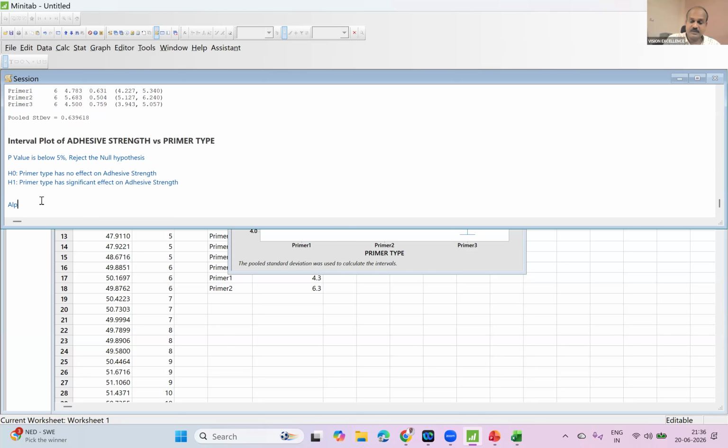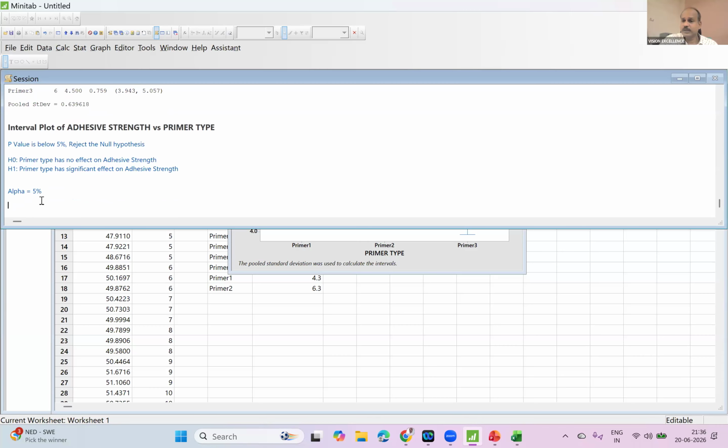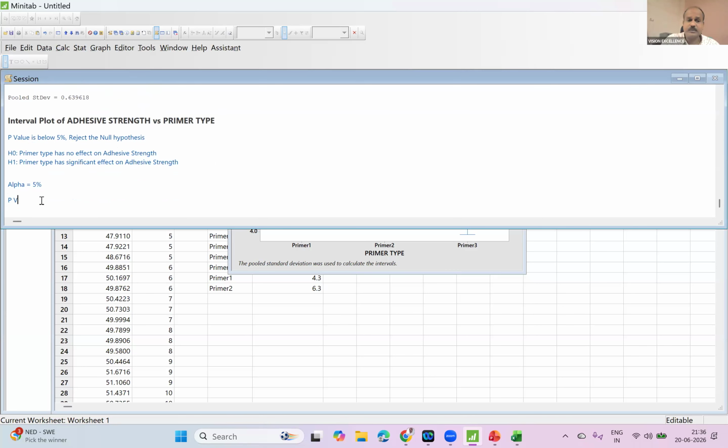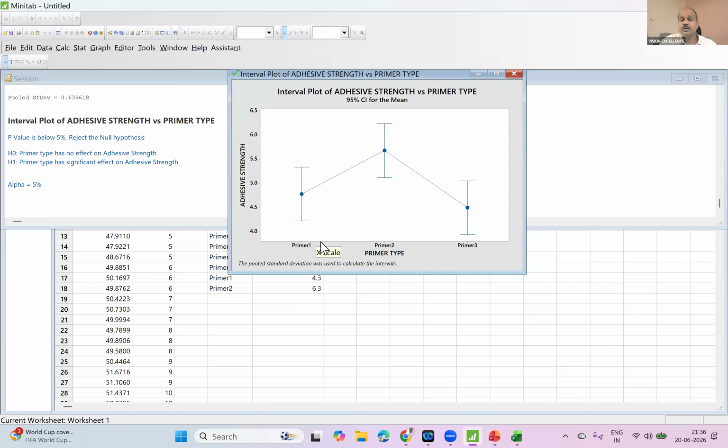Now, alpha is 5%. And now we did the study and we found the p-value below 5%. Reject the null. Reject the null means the alternate will become valid. What is the alternate telling? Primer has a significant effect. Now you go and look at the graph. Which primer is giving you a better strength? Primer 2. So primer 2 should be used in your painting process so that adhesive strength can be more.